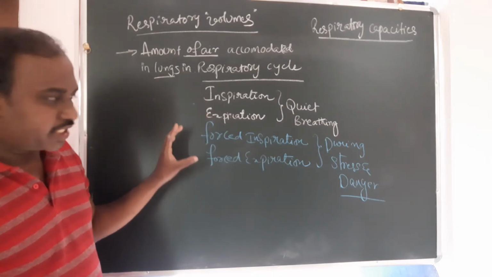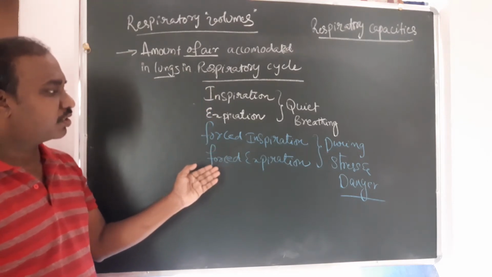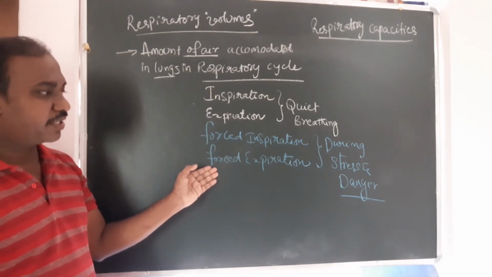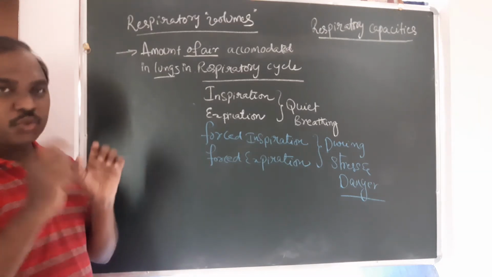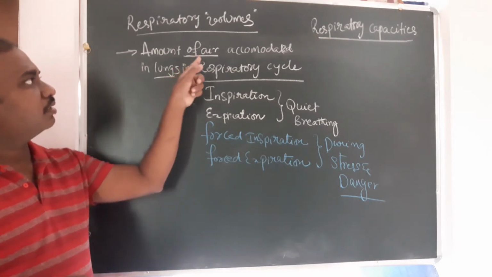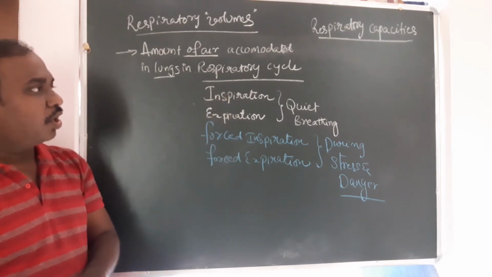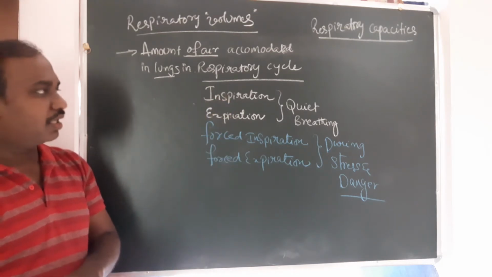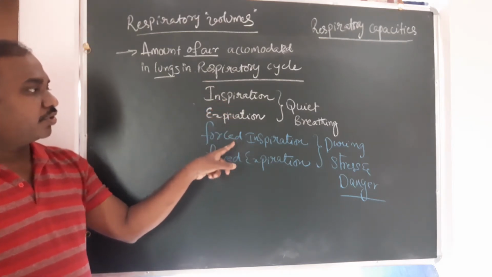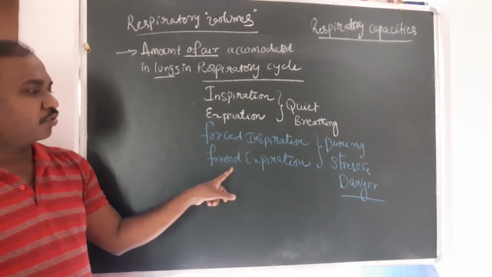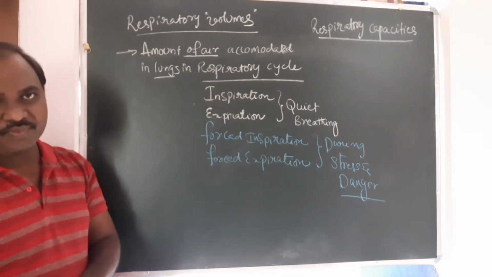Does the value remain the same here? Obviously, the amount of air that is taken in the case of forced inspiration or expelled in the case of forced expiration obviously varies, obviously changes, right? So that is what we are doing in the respiratory volumes. You are trying to calculate how much of the air is accommodated in the lungs at the time of inspiration, at the time of expiration, during forced inspiration, during forced expiration. Right? You are trying to measure all these values.